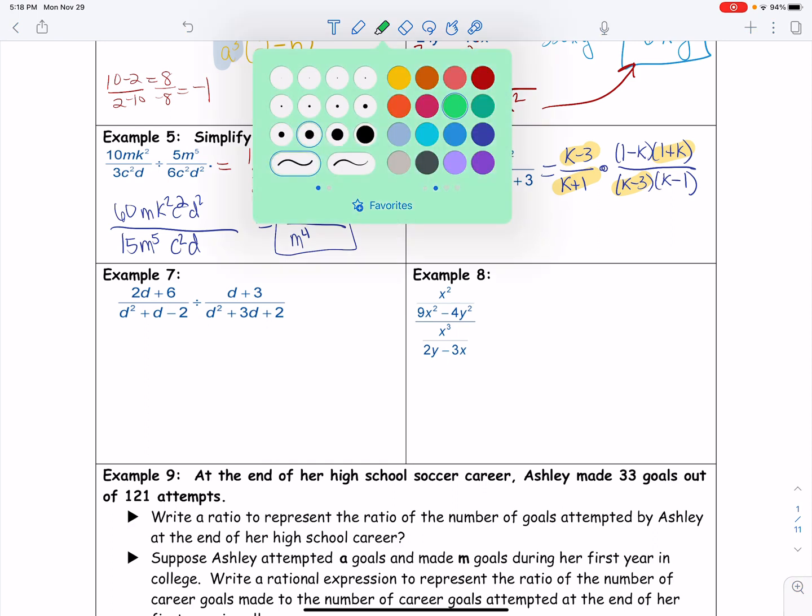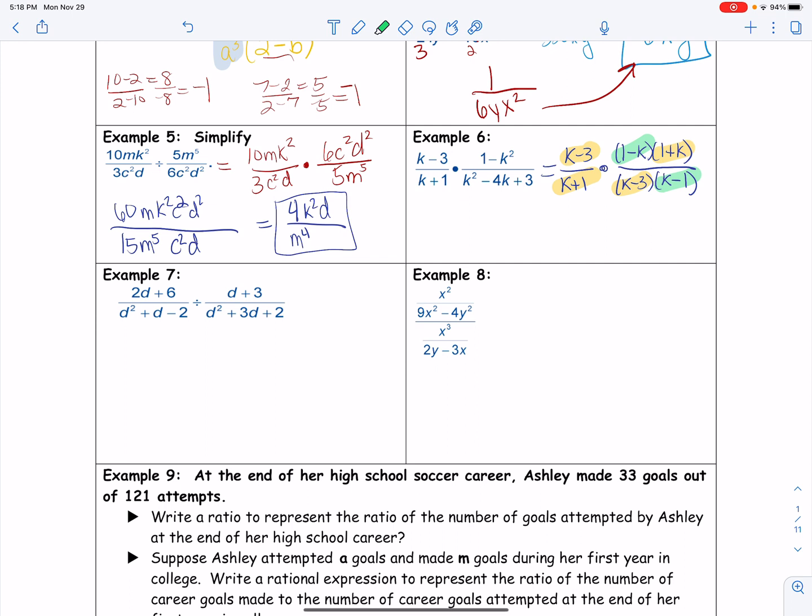But now if you look at these, those are not the same. 1 minus k, if I did 1 minus 7, that's a negative 6. And then 7 minus 1 is a positive 6. So they divide, but they don't divide to a positive 1. They divide to a negative 1. So my answer on this one is a negative 1.